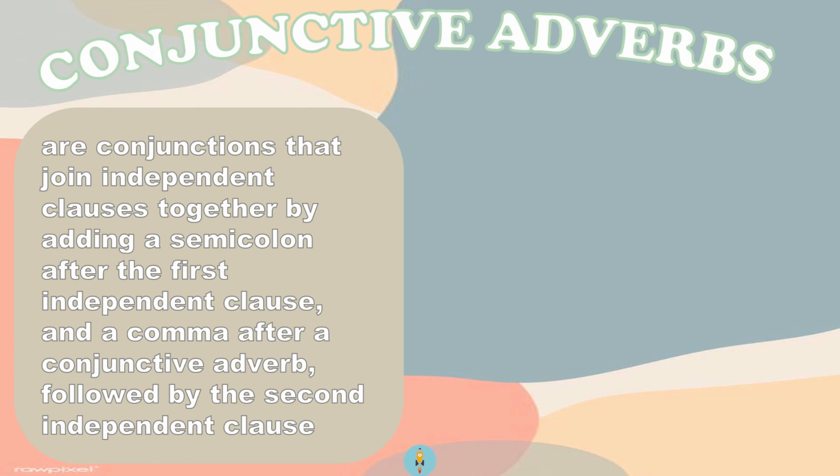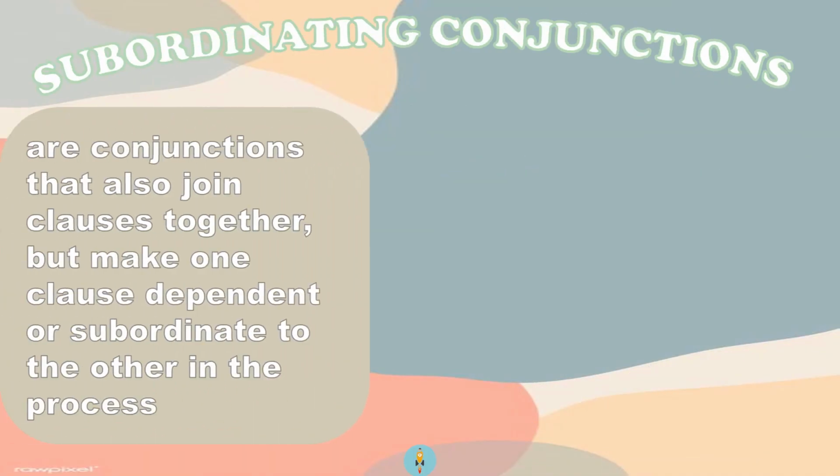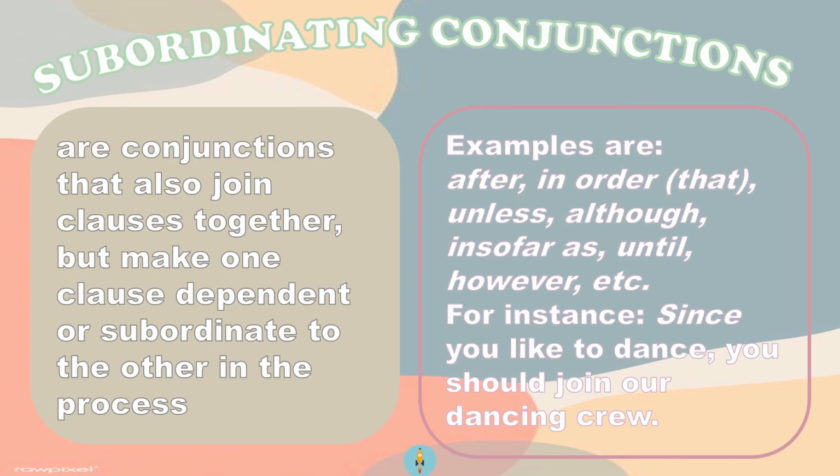Conjunctive adverbs are conjunctions that join independent clauses together by adding a semicolon after the first independent clause and a comma after a conjunctive adverb, followed by the second independent clause. And subordinating conjunctions are conjunctions that also join clauses together but make one clause dependent or subordinate to the other in the process.